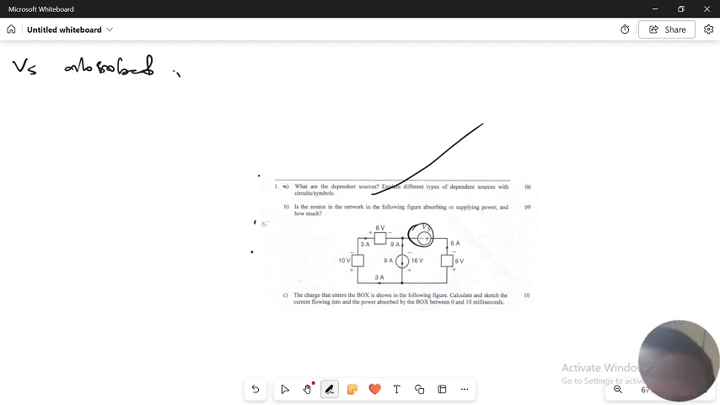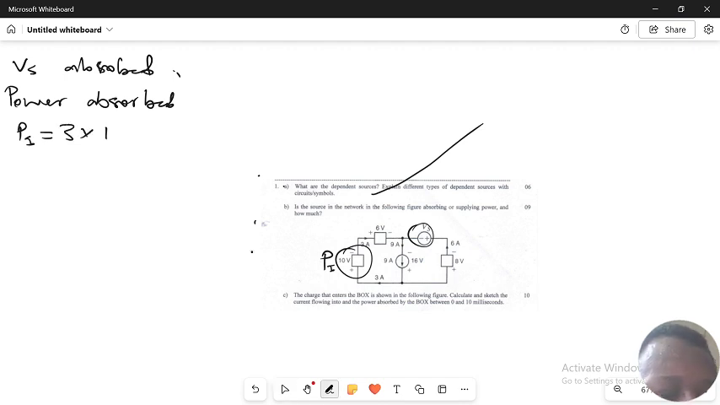So I have to determine this one. Let's say this one is P1, so I will have power absorbed here, like the previous example. The current is entering the positive, so it's going to be positive absorbed. P1 is going to be 3 multiplied by 10. 3 is the current, 10, so 3 multiplied by 10 is 30 watts.